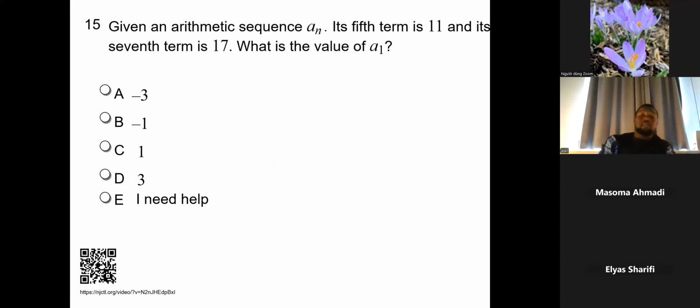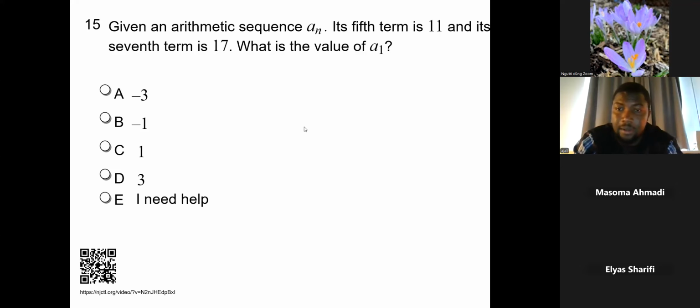All right. There are two terms of a sequence that are given. That is the fifth one, the first, second, third, fourth, the fifth one. And then the seventh one. So these are the two terms that are given. The fifth term and the seventh term. Now you are asked to find the first term. What is the first term?